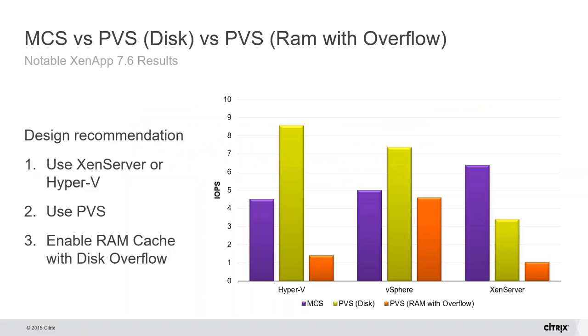But what you end up seeing here is that the RAM cache, the RAM with overflow significantly decreased our IOPS, down to about 1 IOPS on Hyper-V and XenServer.